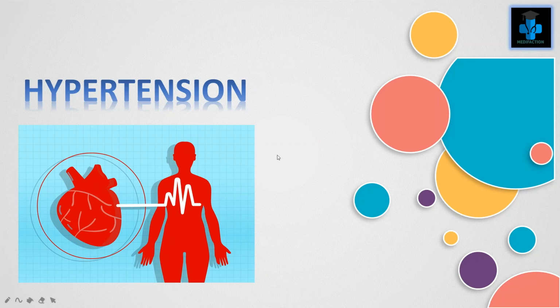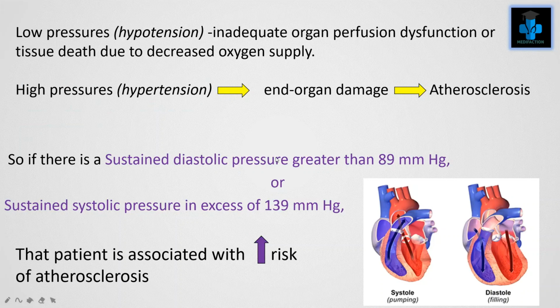Today, let's learn about hypertension. So basically, there can be two conditions. One, where there is low pressure, which is termed hypotension, which results in inadequate organ perfusion, dysfunction, or tissue death due to decreased oxygen supply.